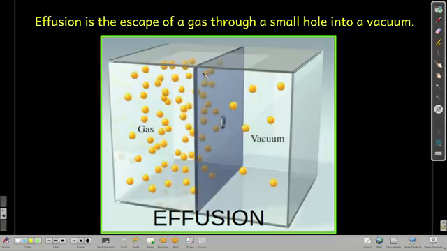Now, effusion, this is what it is. It's the escape of a gas through a small hole into a vacuum. So the difference is diffusion is the mixing of two gases together. Effusion, one gas is going into a vacuum, where a vacuum means there's no gas there at all. Now, this particular setup here is what we're going to use to do some calculations here.